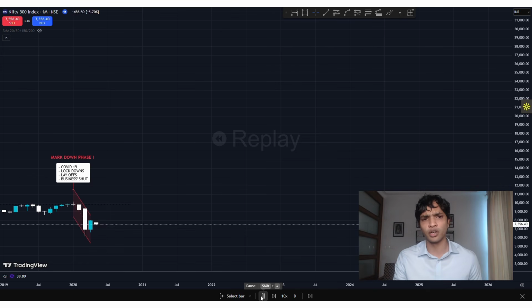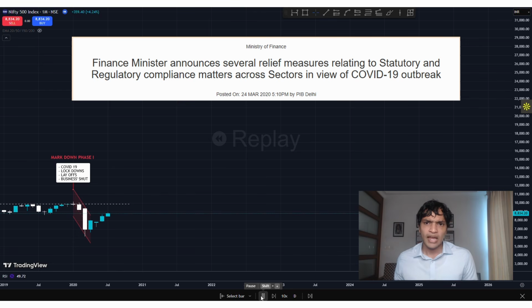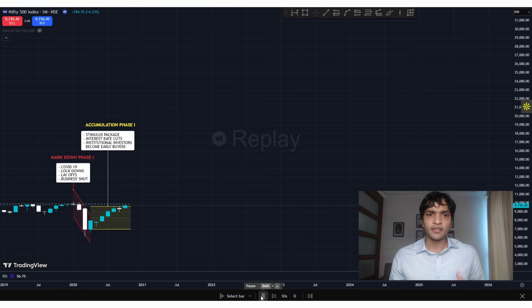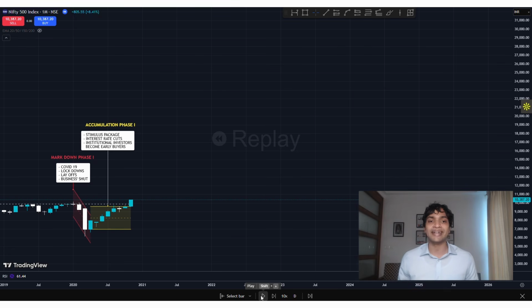As we fast forward a few months, we enter an accumulation phase. As the government of India announces a stimulus package with a liquidity injection and interest rate cuts, this stimulus helps stabilize the economy. Investor panic starts to subside as people adapt to the new normal and restrictions around the lockdown ease. During this time, institutional investors become early buyers and help bring stability back to the financial markets.